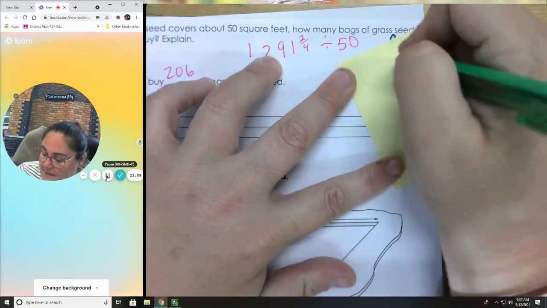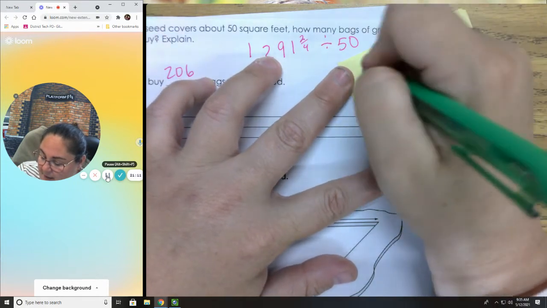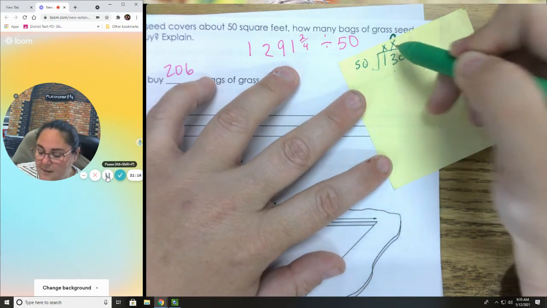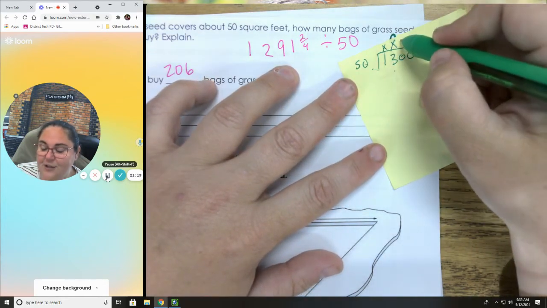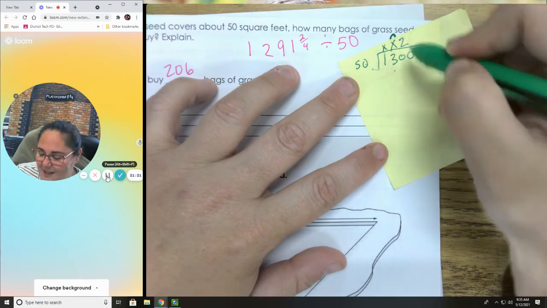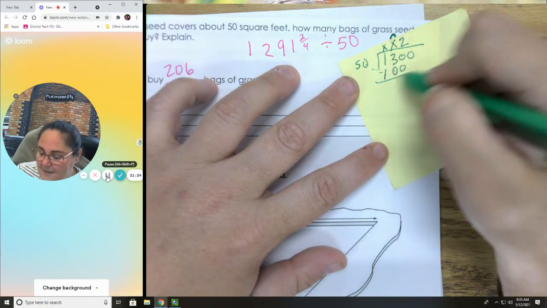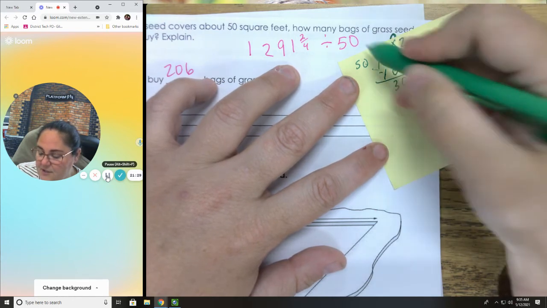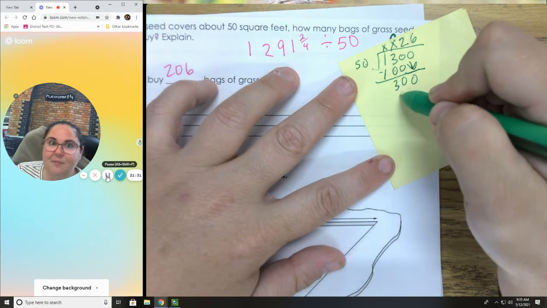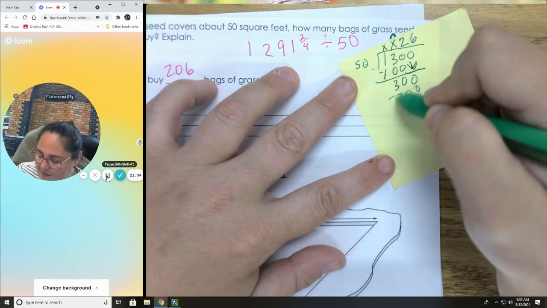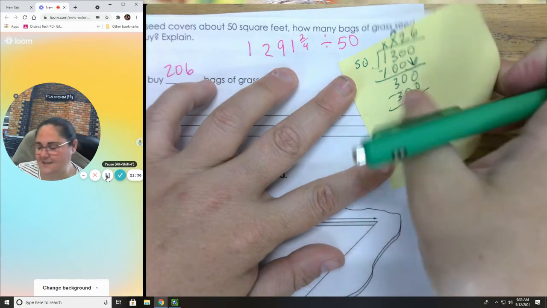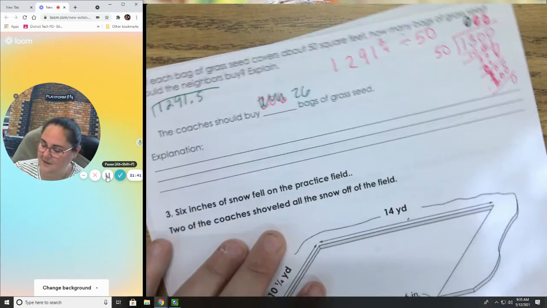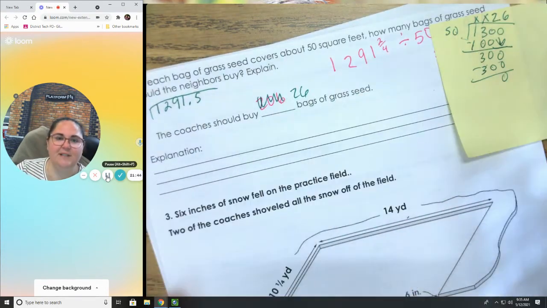My bad. 1,300 divided by 50. 50 goes into 1 0 times. 50 goes into 13 0 times. 50 goes into 130 2 times. 50 goes into 300 6 times. Much better. So your answer should be 26. See? People make mistakes, including teachers.